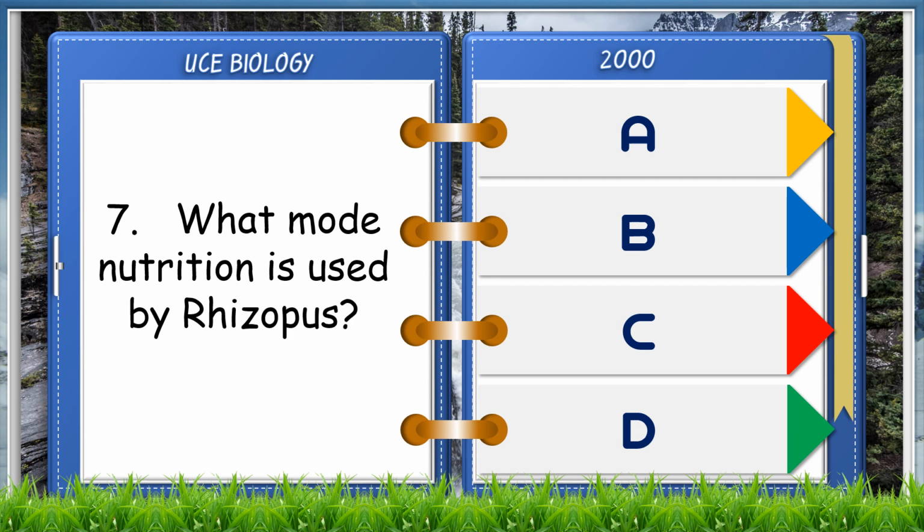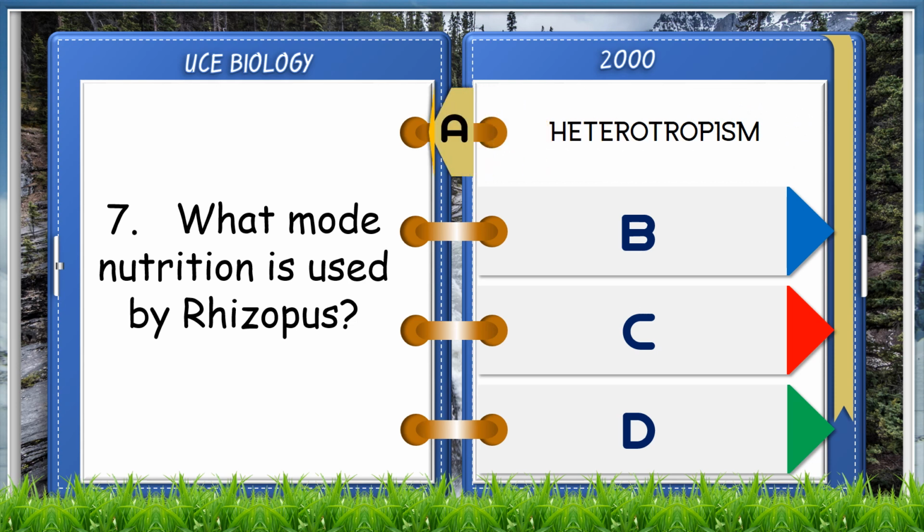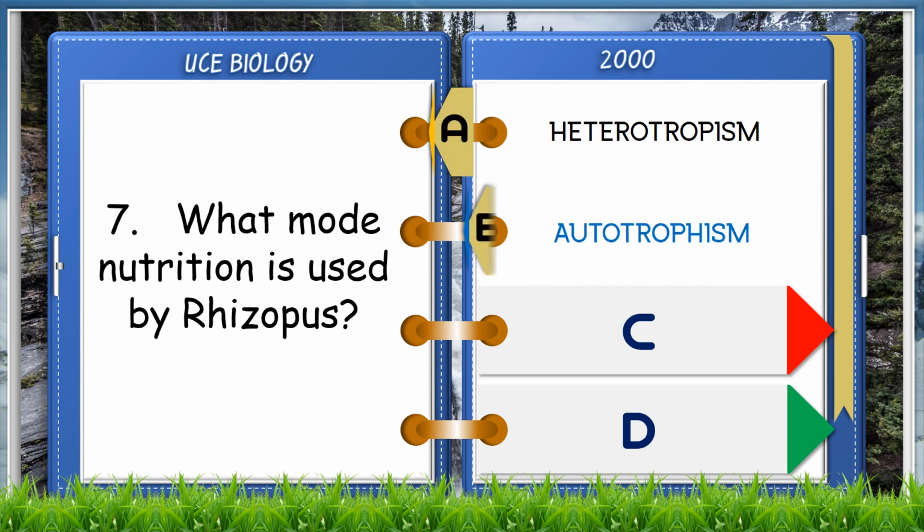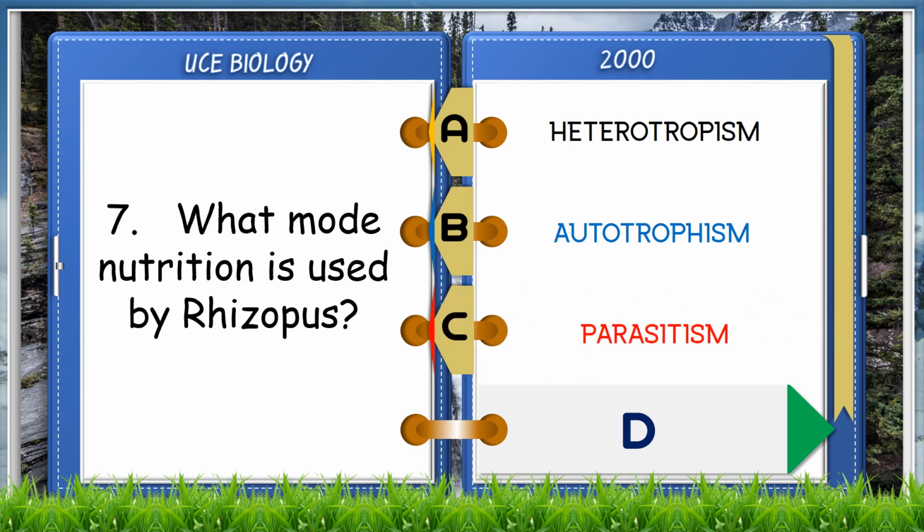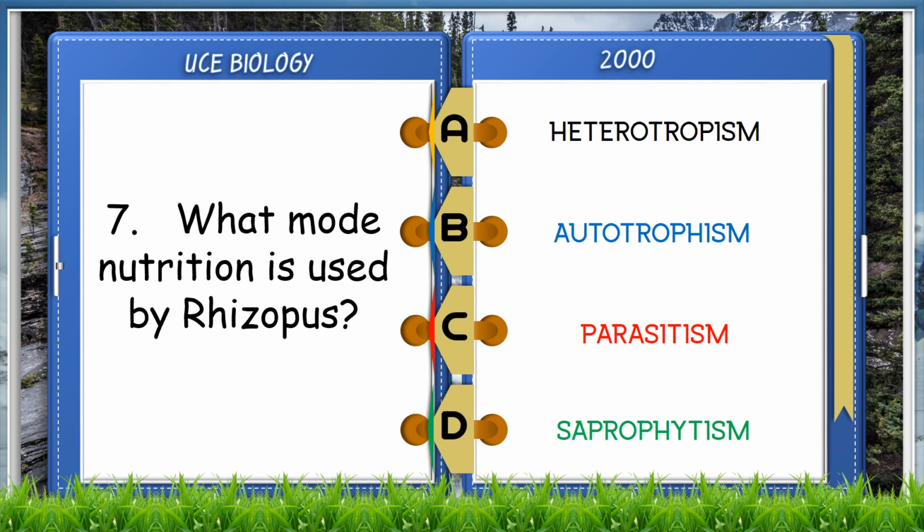What mode of nutrition is used by Rhizopus? A. Heterotrophism. B. Autotrophism. C. Parasitism. D. Saprophytism. The answer is D. Saprophytism.